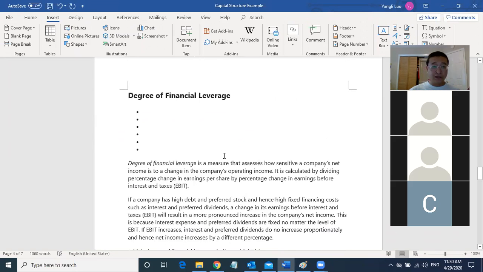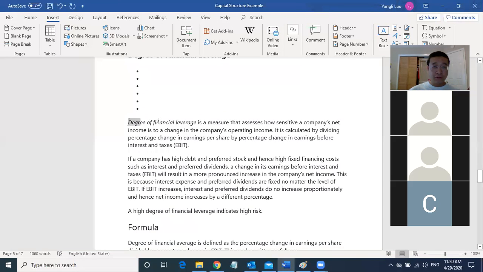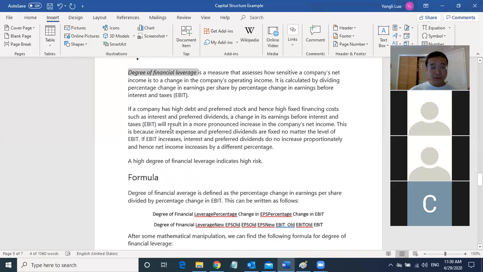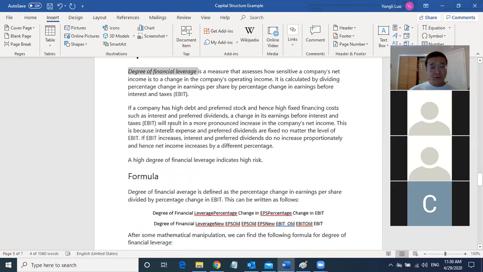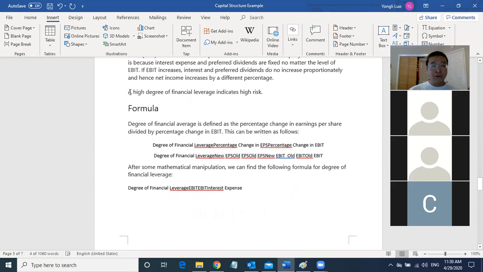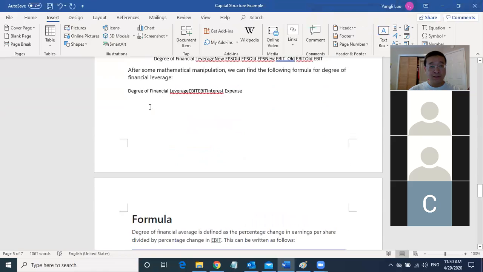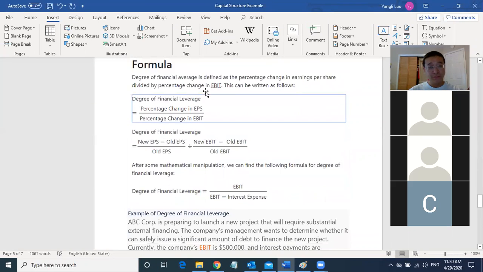Okay, the degree of financial leverage, we call it DFL. So what is degree of financial leverage? If you have a higher degree of financial leverage, that means the company has higher financial risk. We can use a formula to get the degree of financial leverage.